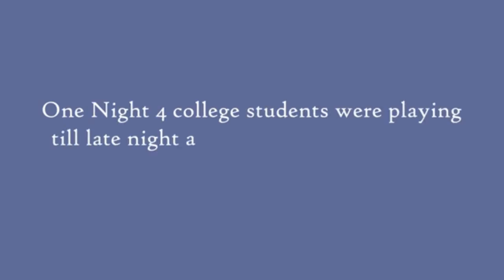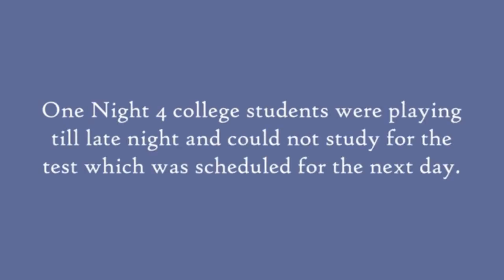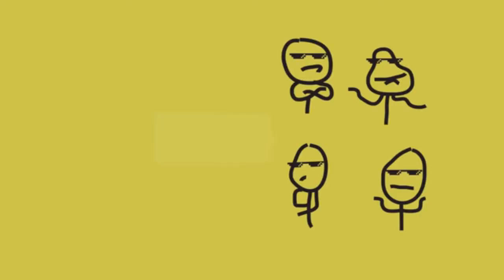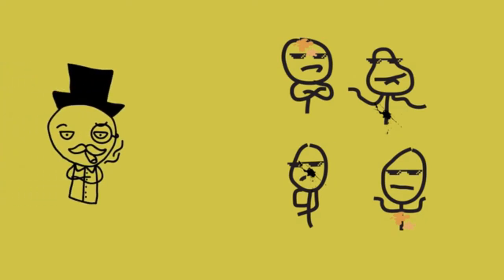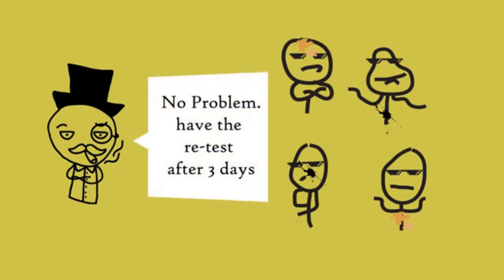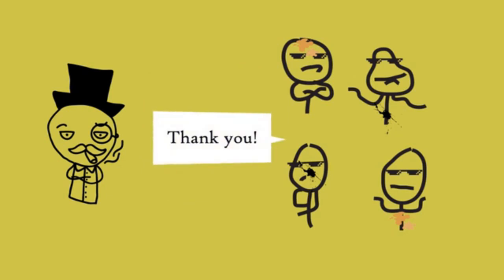One night 4 college students were playing till late night and could not study for the test which was scheduled for the next day. In the morning they thought of a plan. They made themselves look as dirty with grease and dirt. They then went up to the dean and said that they had gone out to a wedding last night and on their return the tire of their car burst and they had to push the car all the way back and that they were in no condition to appear for the test. So the dean said they could have the retest after 3 days. They thanked him and said they would be ready by that time.